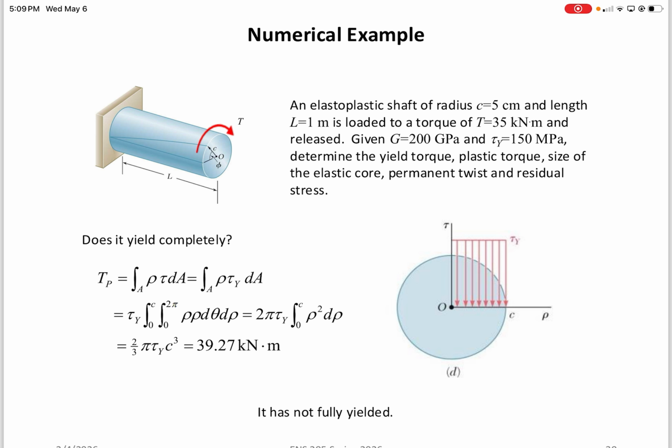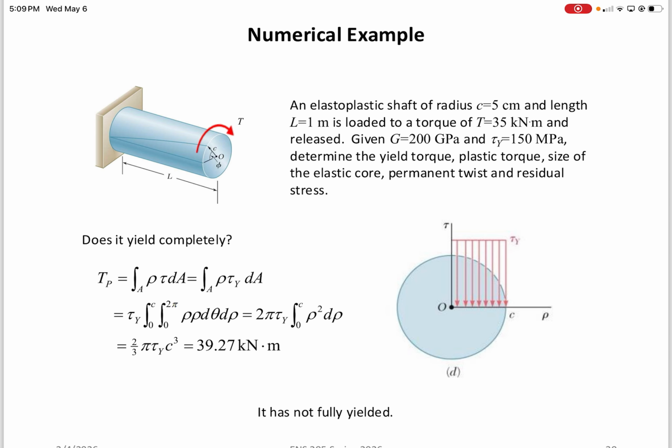And what we end up with is a plastic torque equaling 2/3 pi times the yield stress times the maximum radius cubed. So, not a stress, but a plastic torque equaling 39.27 kilonewton meters. Now, has this fully yielded yet?